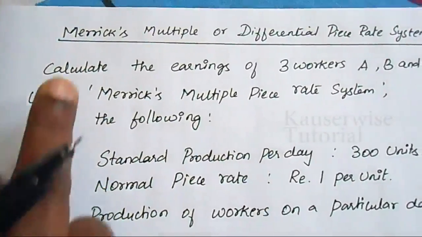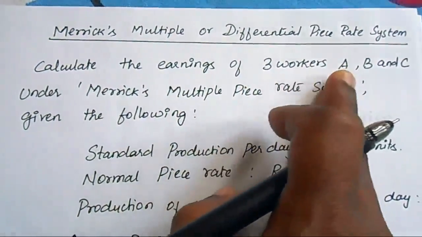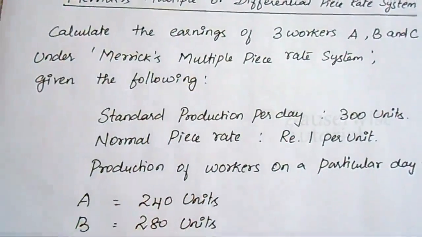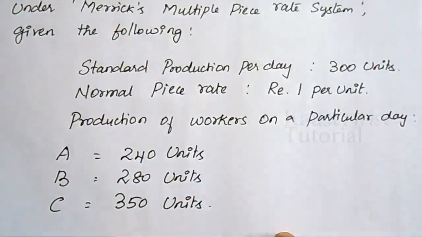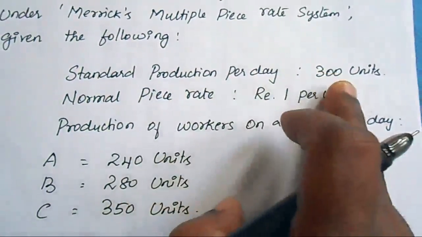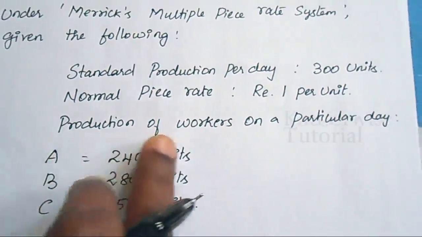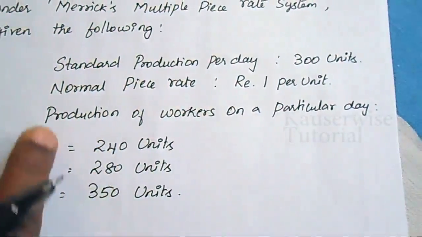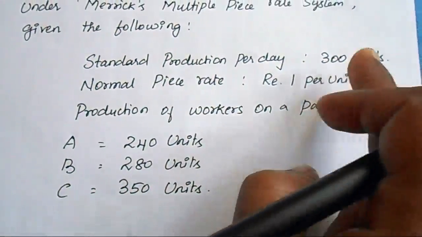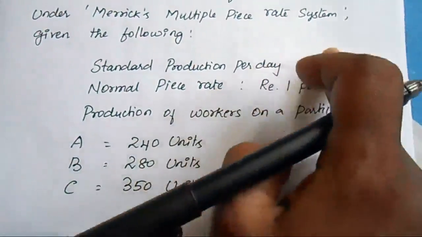Look at this problem. Calculate the earnings of three workers A, B and C under Merrick's multiple piece rate system. Given the following information, based on this they ask you to calculate the piece rate according to Merrick's. Standard production per day 300 units. Normal piece rate 1 rupee per unit. Production of workers on a particular day is given, so the actual performance of the three employees is given. The standard production is 300, so you can easily compare the standard with actual to know the level of performance.